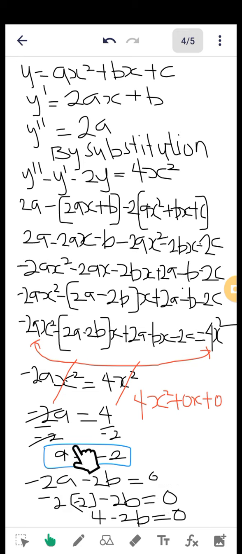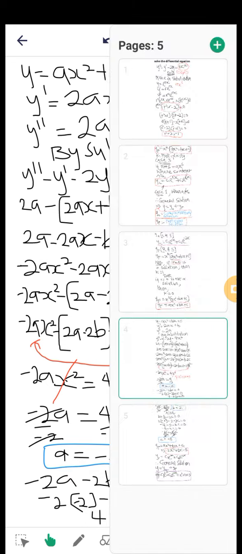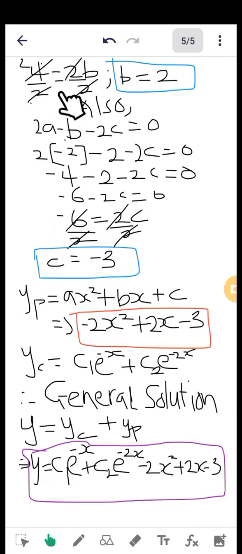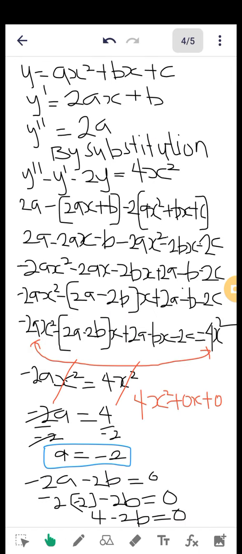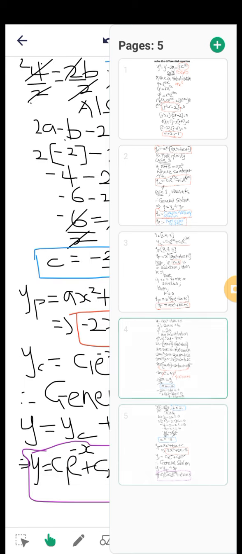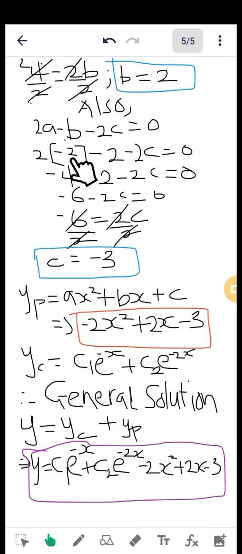Then we make a substitution, because you know that a we had minus 2. Then we try to simplify it. So b, we are going to get b equals 2. And also we try to find the value of c. As I said, the constant component is 0. Then I know my value of a to be minus 2 and my value of b to be 2. So I make a substitution, then I make c stand alone, and we are going to get c to be equal to minus 3.